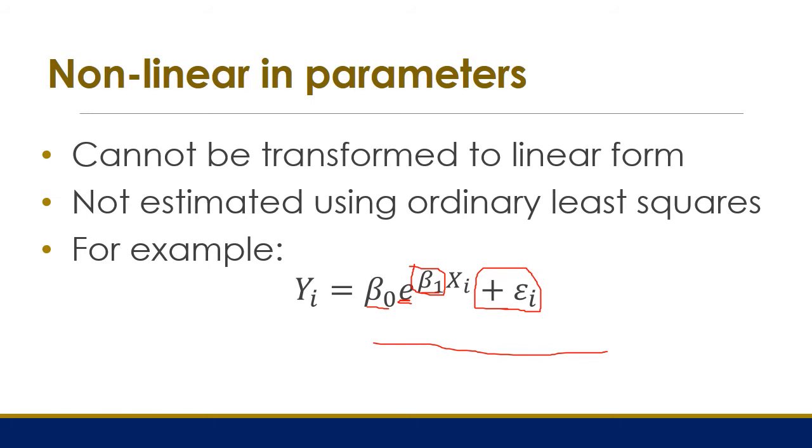And then we have an addition here for the error term. This model cannot be transformed to linear form because of the addition of this term. So even if we transformed using the log transformation, what we get is this one. And we cannot simplify this part further than this, because this is the log of a sum, which cannot be simplified further.